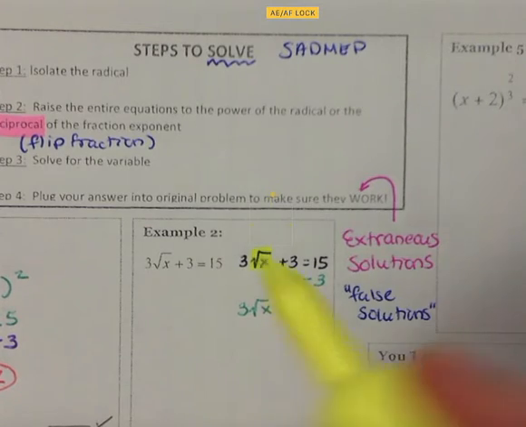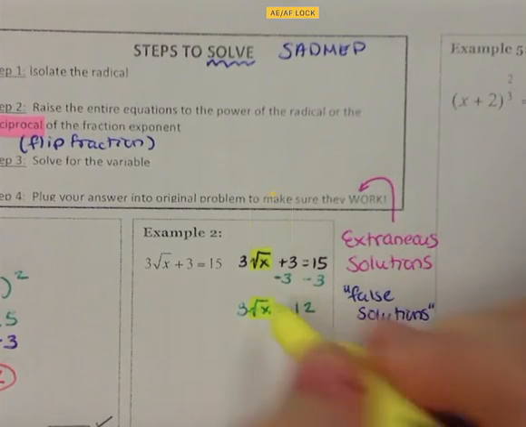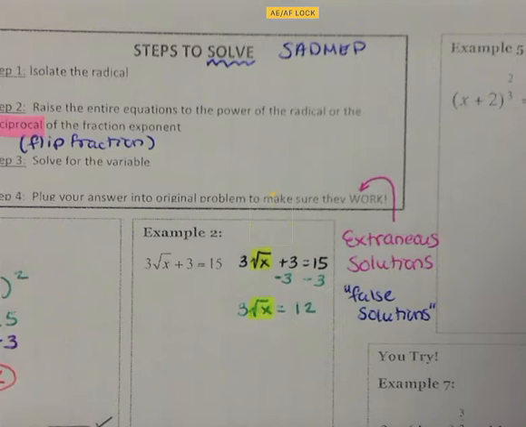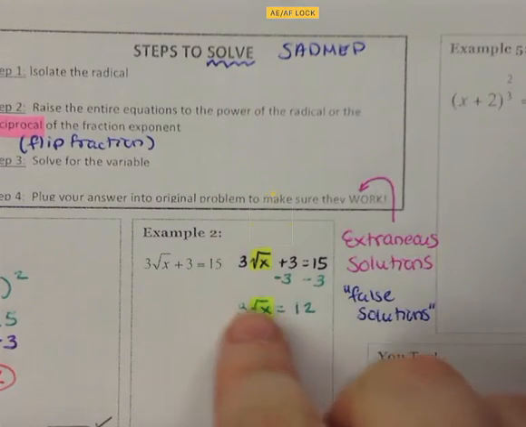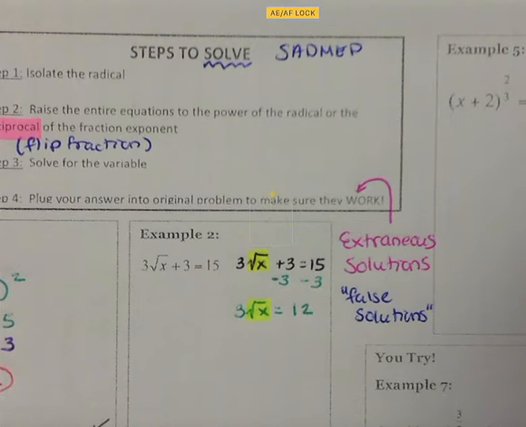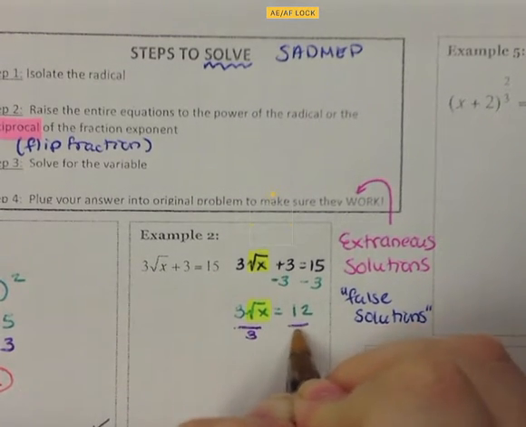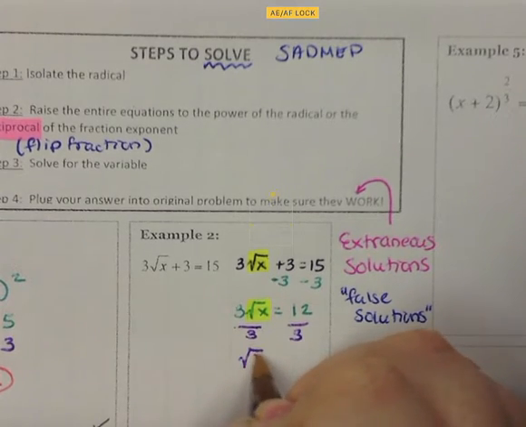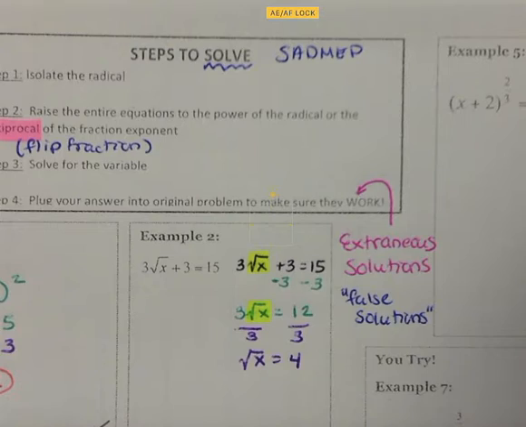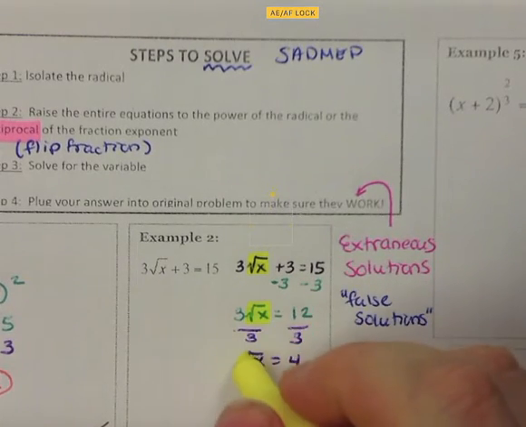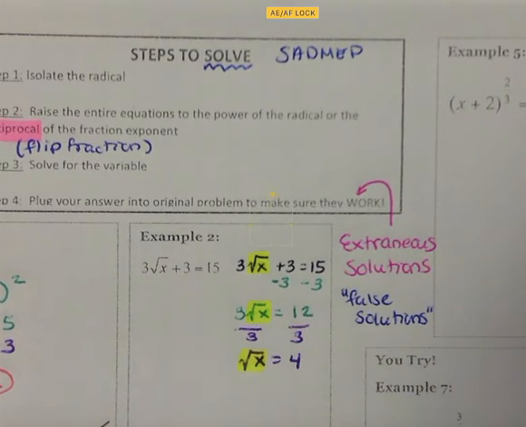Now, I still need to get my square root of x by itself. So the next step, we've added and subtracted. Now we have to multiply and divide. That 3 is multiplied to it, so I need to divide both sides by 3. So I end up getting the square root of x equals 12 divided by 3 is 4. Now, the square root of x is finally isolated. So now I can go to step 2.